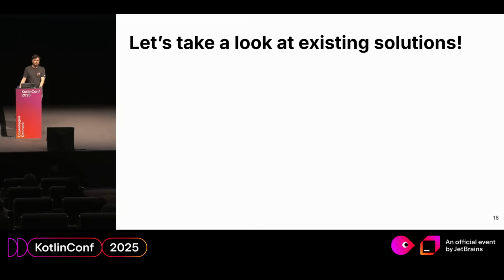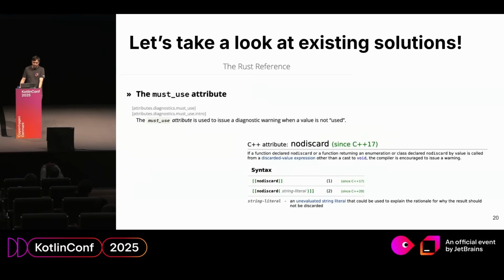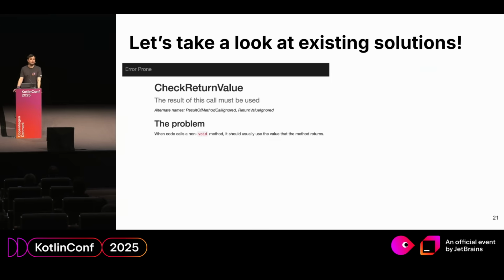So, okay, we found out that it's not that easy, but maybe someone already solved these problems. Let's take a look at existing solutions, maybe in other languages. Rust, for example, has a must-use attribute, which does essentially what I just described to you. It marks some functions and instructs the compiler to emit a warning if the function result wasn't properly used. C++ also has a similar attribute called nodiscard, which does the same. And of course, Java has a lot of linters and annotation packages for this purpose.